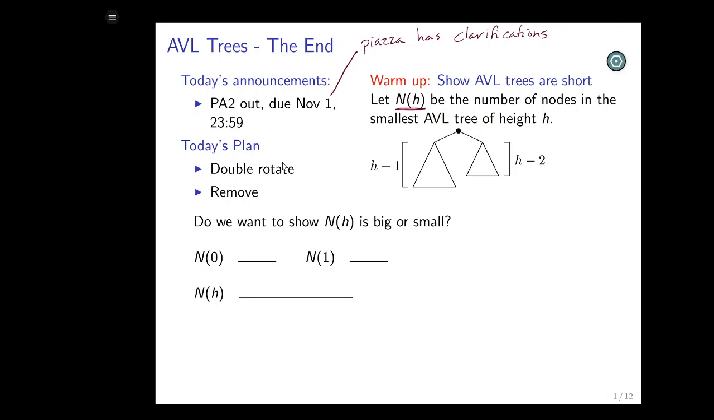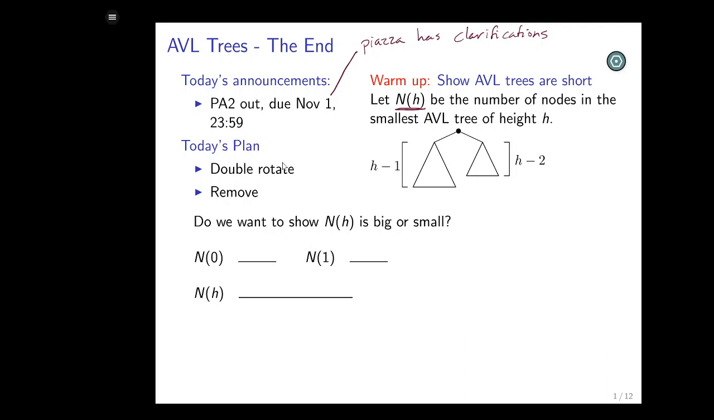Good, good. Okay. Why big? Why would I want to show that n of h is big? What's the intuition for that? Yeah. For any h, we show that's a really big number. That means you can fit a lot of nodes in a very short tree, which is good, right?